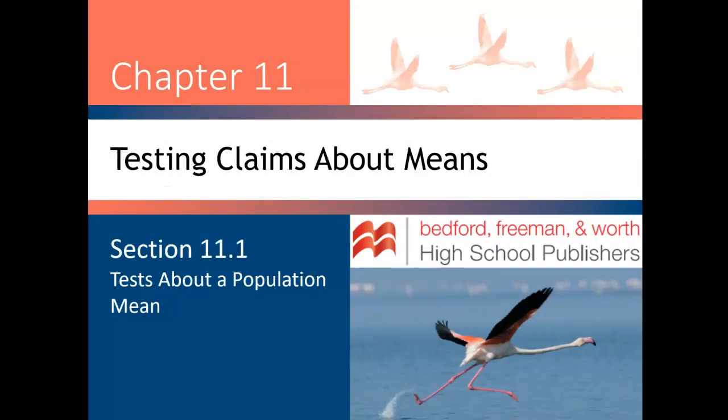We're going to be starting chapter 11 now. I like the way this is transitioning because we just did chapter 10, which was confidence intervals for means, and now we're going to talk about the hypothesis test for means. A lot of things that we know about hypothesis testing are going to come back, but we're going to combine it with what we just learned about how to use inference for means.